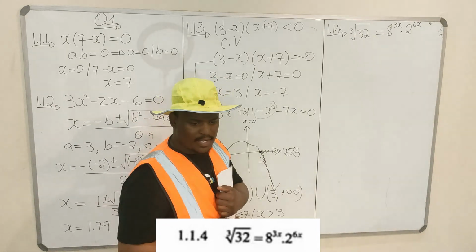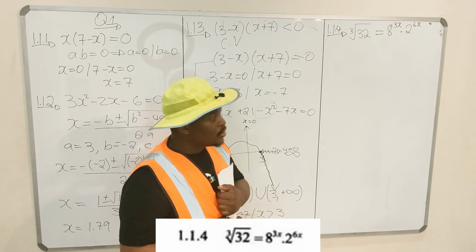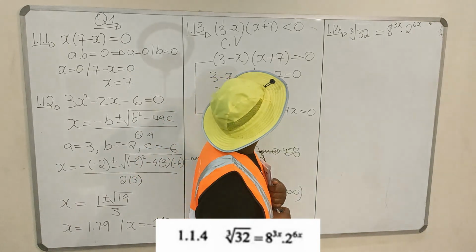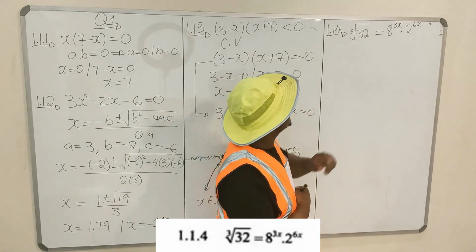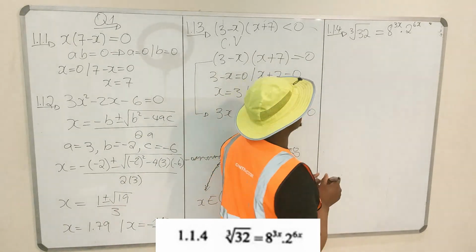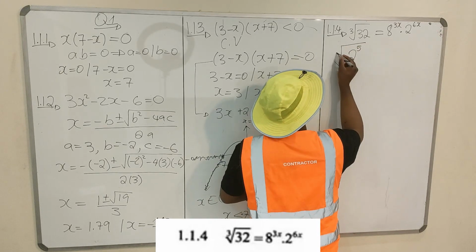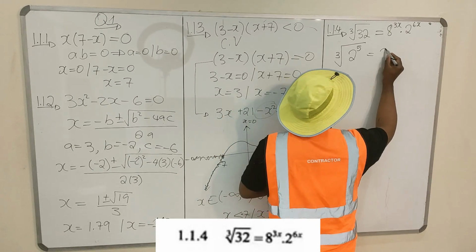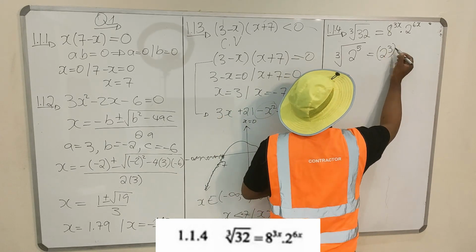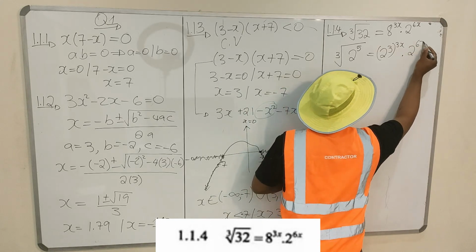You know exponents, right? So this looks like an exponential equation to me. I can factorize 32. What are the factors of 32? 2 raised to 5. And 3 here is equal to the factors of this, 2 raised to 3. Outside you have 3 raised x times 2 raised to 6x.